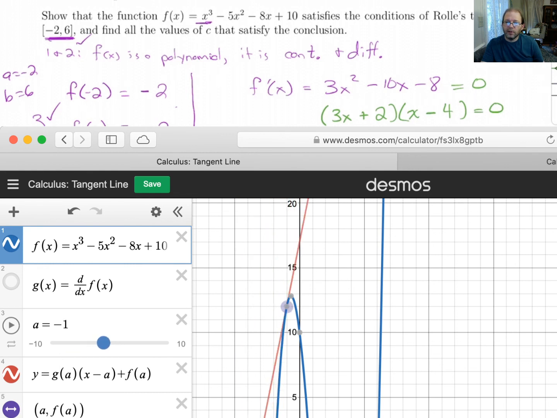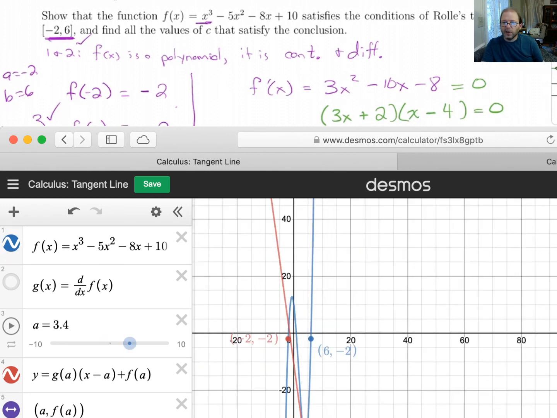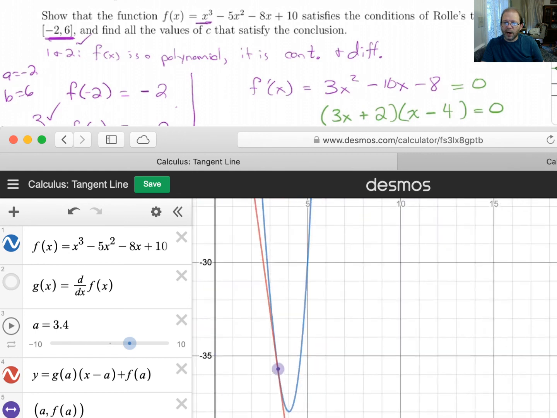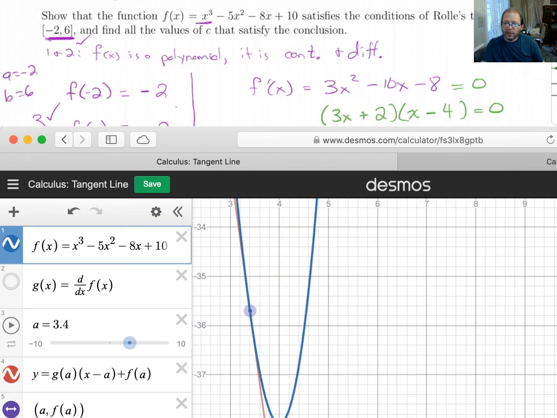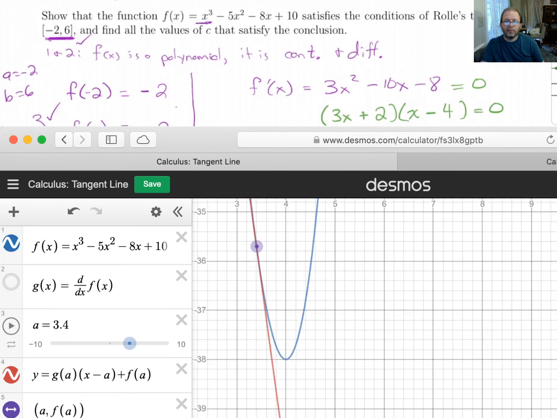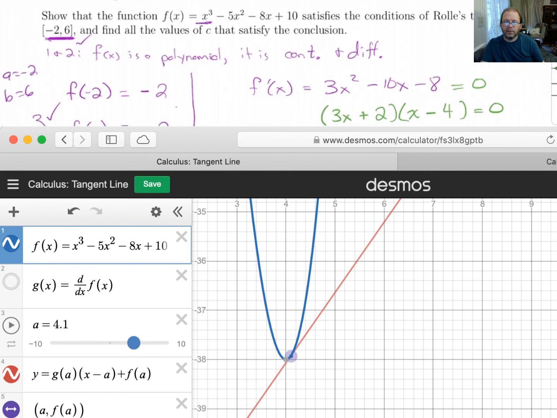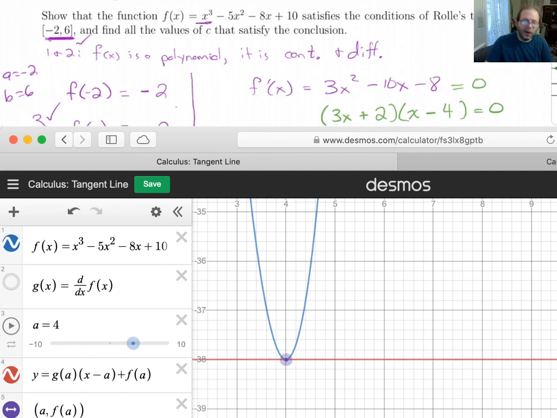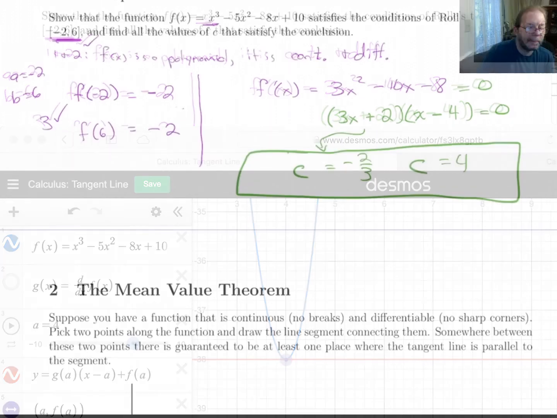And yeah, if I could stop it exactly there, it would be a horizontal tangent. And then down here at the bottom, here at 4, negative 38. I can stop on that one. So yeah, we've got the 2 numbers there that satisfy Rolle's theorem.